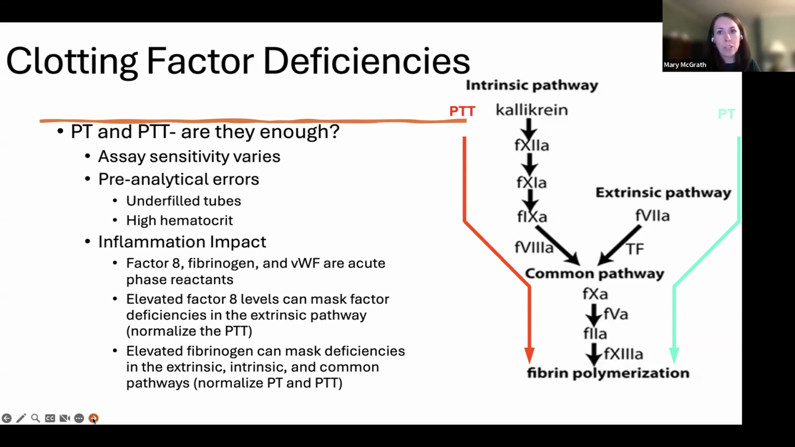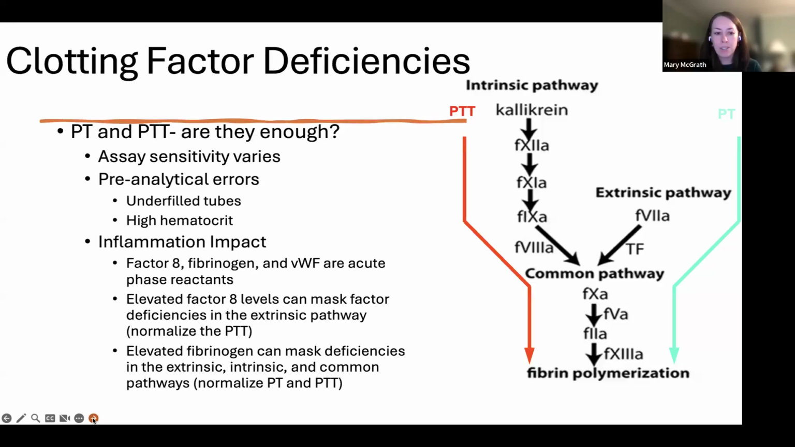Likewise, if you have a patient with an elevated fibrinogen, both the PT and PTT can be falsely normal in the presence of a factor deficiency, any factors in the intrinsic, extrinsic, or common pathway. And then elevated factor 8 and elevated fibrinogen can also mask lupus anticoagulant as well, if you're only relying on a PTT assay to try and detect the lupus anticoagulant.